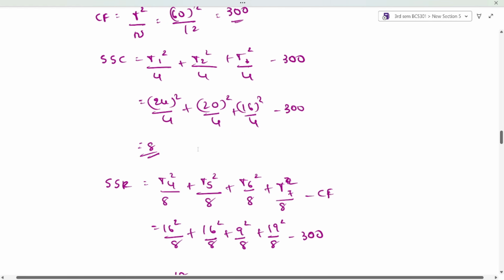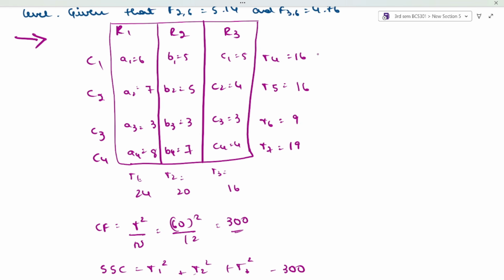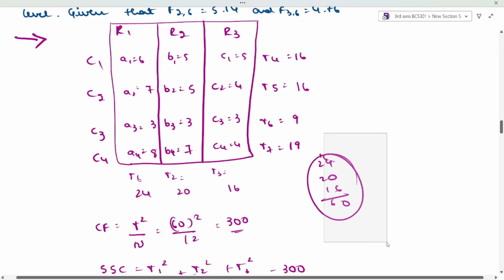Now the correction factor you need to find out, that is T square by N. T square by N means, that is 60. How will you get 60? You need to add all these. T values, that is 24, 20, 16. What will you get? 6 plus 4, 10. Now if you carry 1, 60. These are the values that you are getting. 60 square divided by 12. Now what will you get?